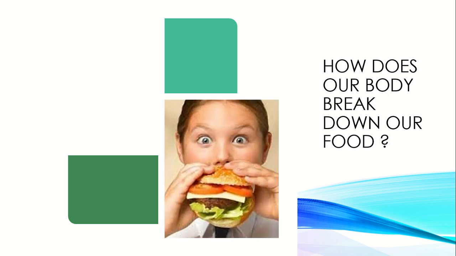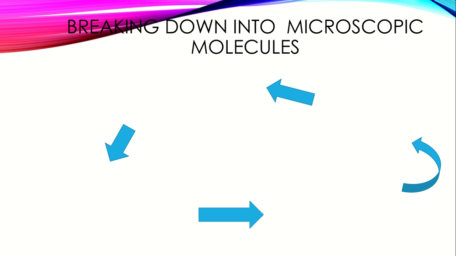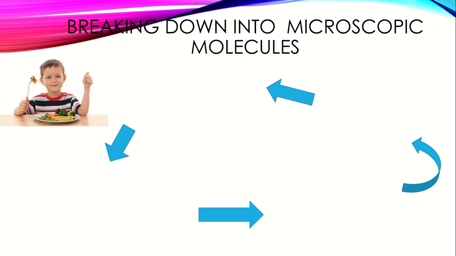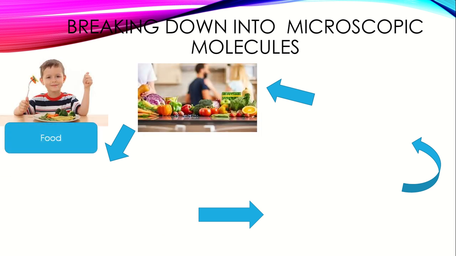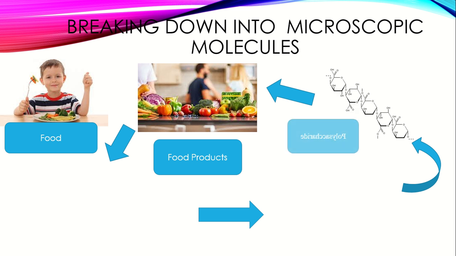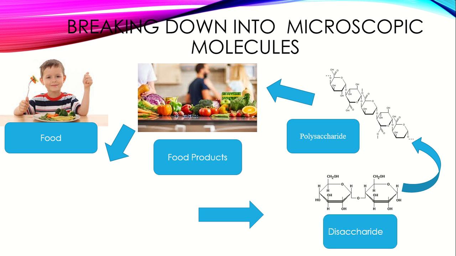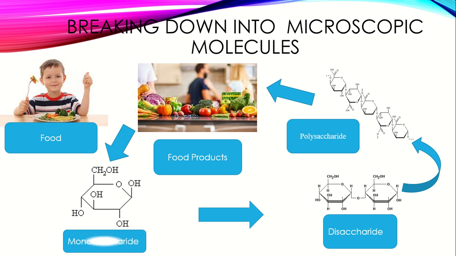How does our body break down our food? In the next slide, this cycle explains the breakdown of the foods we eat. You have your food products, your polypeptides, your disaccharides, and your monosaccharides.